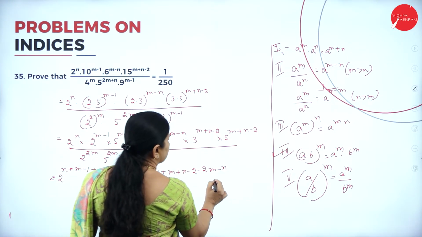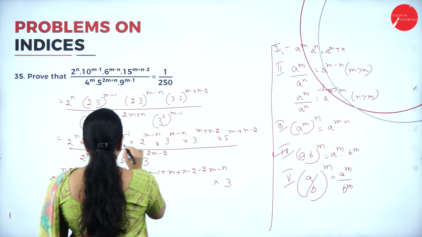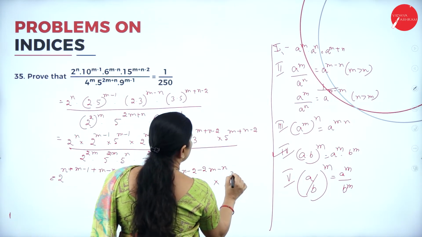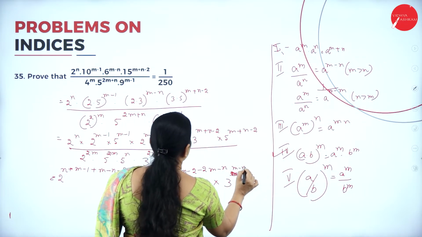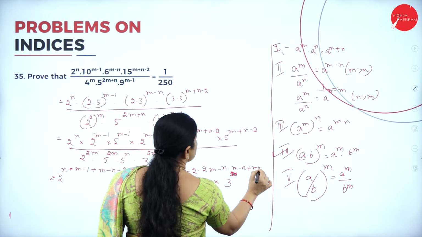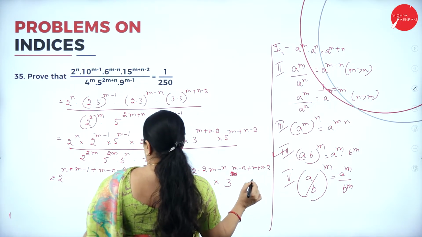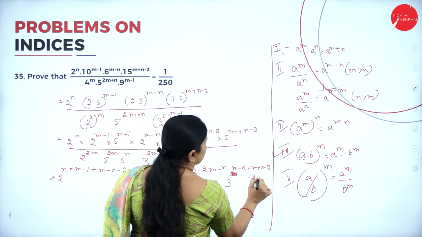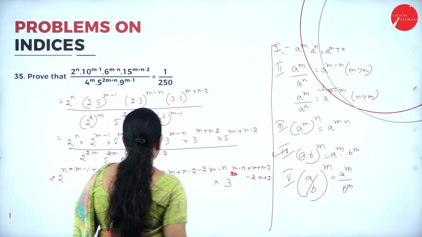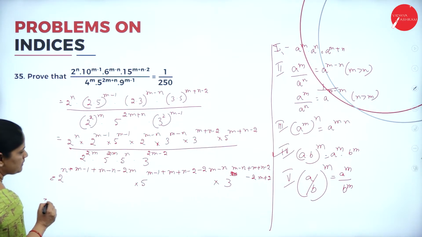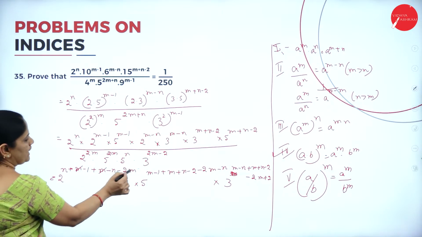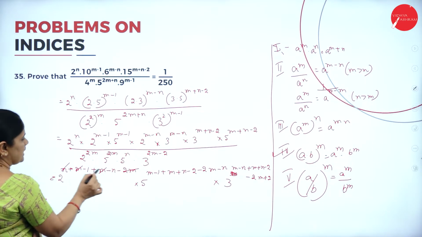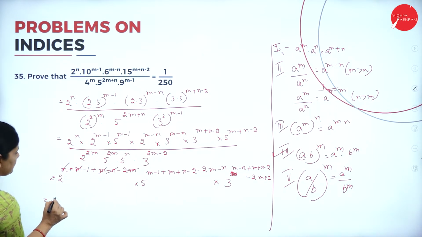Now, the next power is 3. 3 I am taking here. 3 to the power of m. This is 3 to the power of m minus n plus m plus n minus 2 and minus 2m plus 2. Now, I will simplify this further. So, m plus m is 2m. So, minus 2m gets cancelled, plus n minus n gets cancelled. I am left with 2 to the power of minus 1.